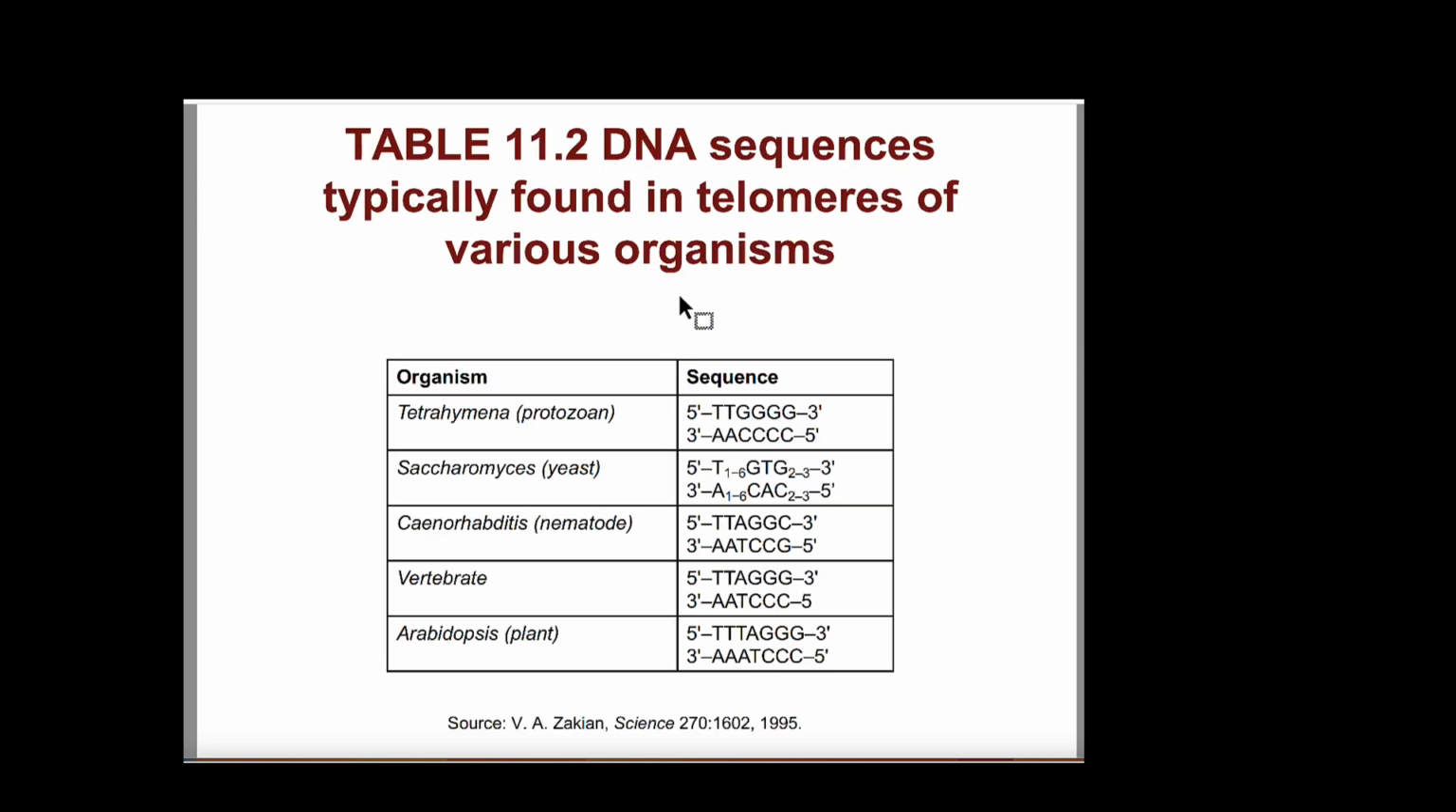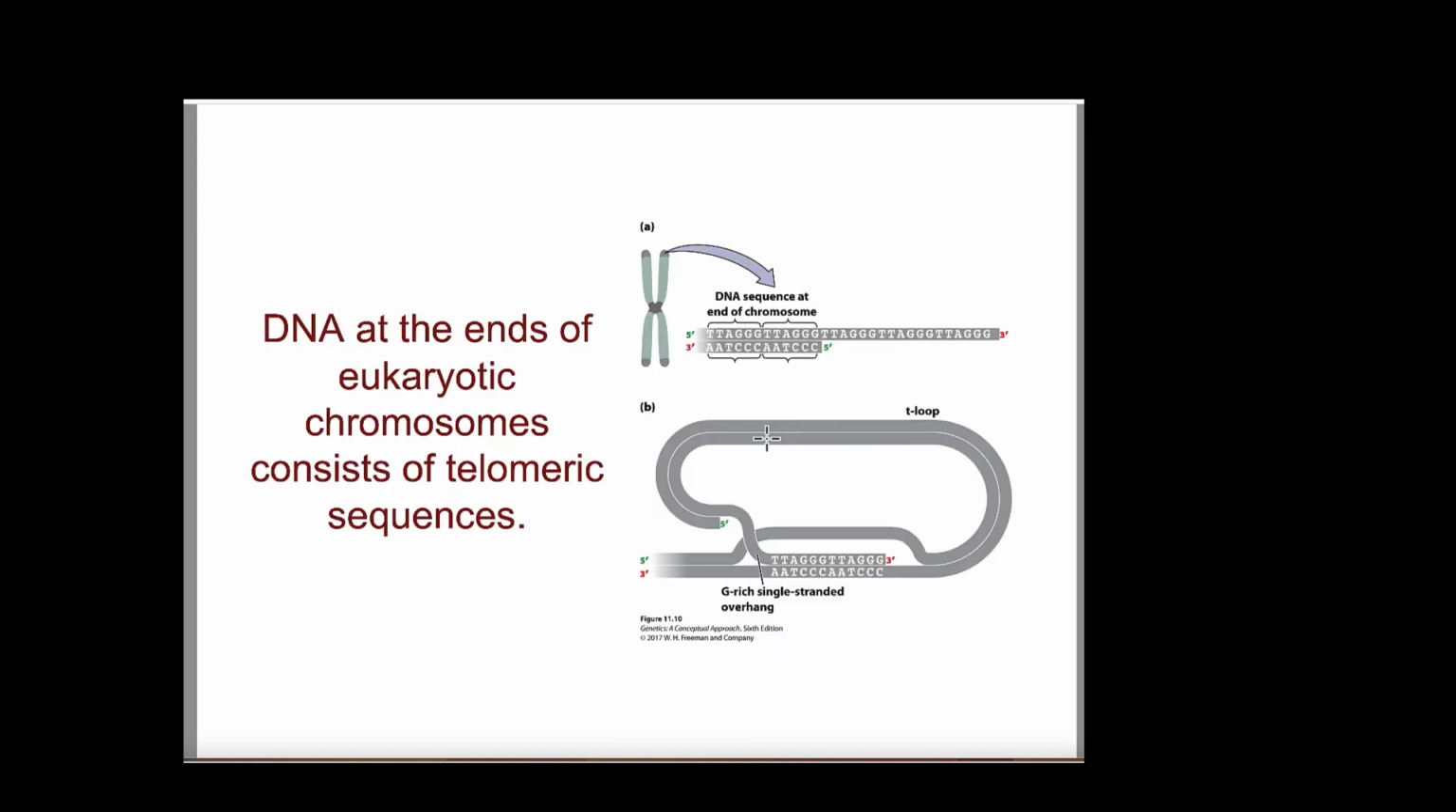Okay, this is just showing you the sequences that are found in telomeres of some organisms. And so here you can visually see the DNA sequence of the telomeres. And this portion here that is no longer double stranded will actually form that T loop and allow it to fold back on itself. And this helps to, what we call, stabilize the ends of the chromosomes.